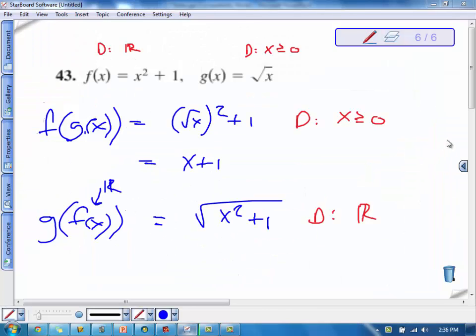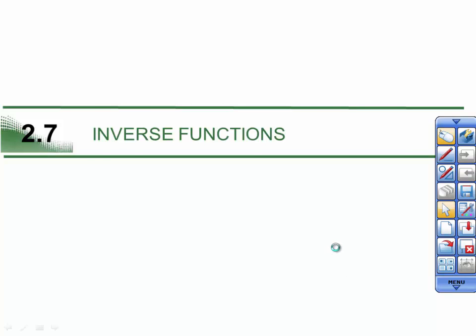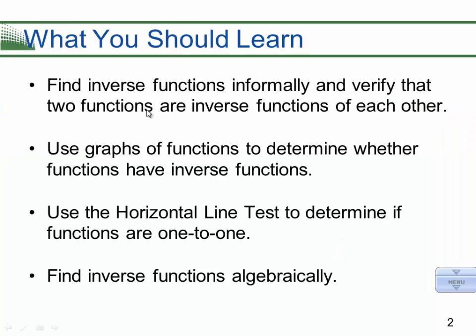All right, we're going to talk about inverse functions. So we are going to find inverse functions informally. We're going to verify that two functions are inverses of each other. We're going to graph them, determine that they are reflections over the line y equals x, which we'll talk about. We use the horizontal line test to determine if they're one-to-one, and we'll find them algebraically as well.